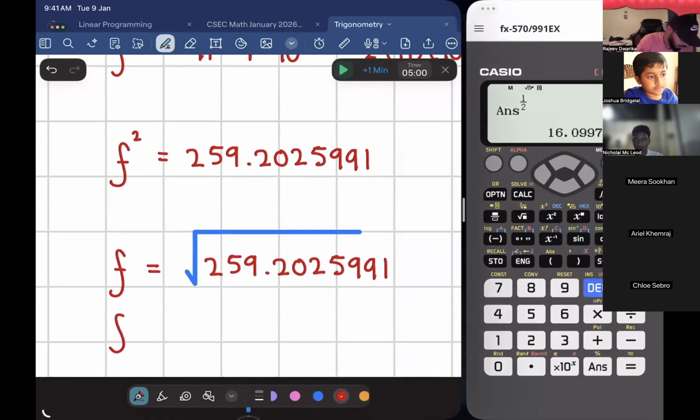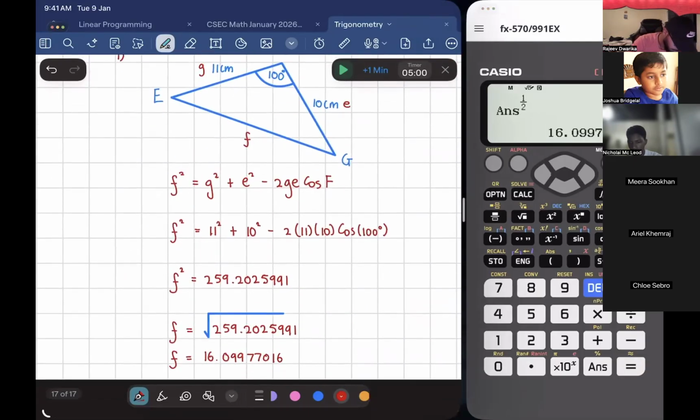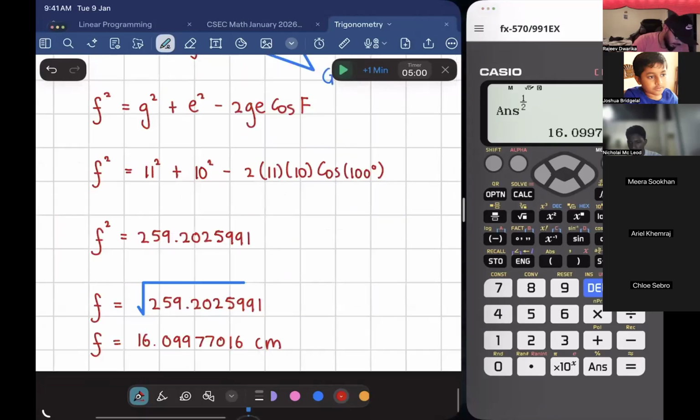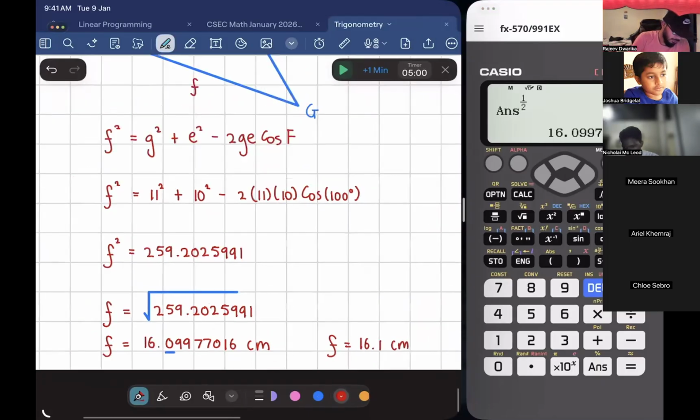If I round that off to one decimal place, what would I get? 16.1. And my units would be in what? Centimeters. So Mira, my final answer is going to be F equals, my first decimal place is 0, and the number after 0 is 9. So I'm going to add 1 to the 0 and drop everything after it. So it's going to be 16 point what, Mira? 16.1.